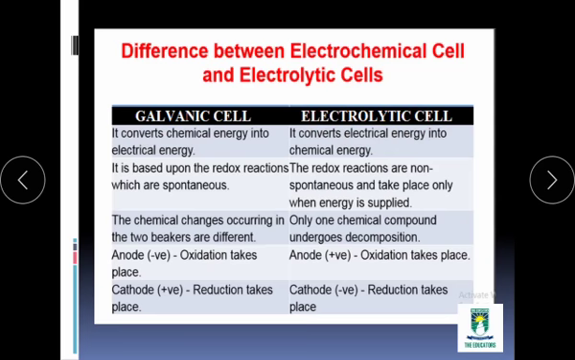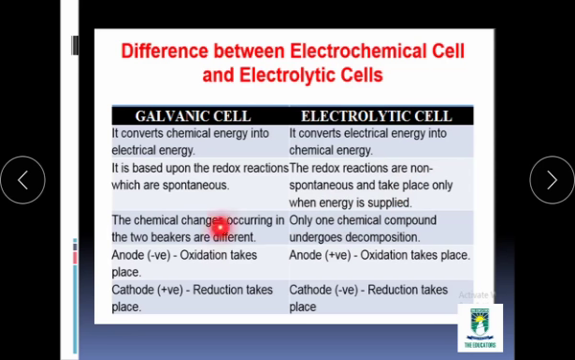A galvanic cell is based upon redox reactions which are spontaneous. Spontaneous means these reactions will occur on their own. The redox reactions in an electrolytic cell are non-spontaneous and take place only when energy is supplied. It means for an electrolytic cell we have to supply current to it. Then the chemical reaction will occur.